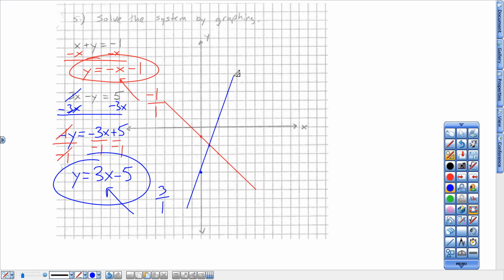And then look and see where those lines come together. That point right there looks like I'm going over 1 for x, down 2 for y. That is the solution point. That is the answer. All right, moving on.